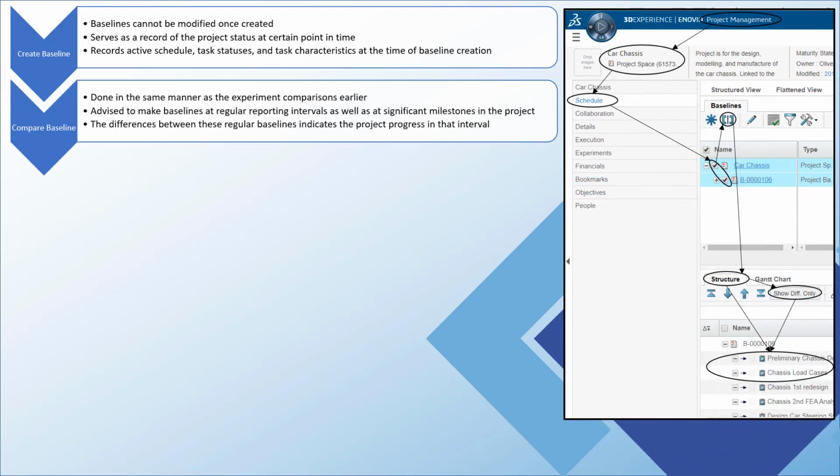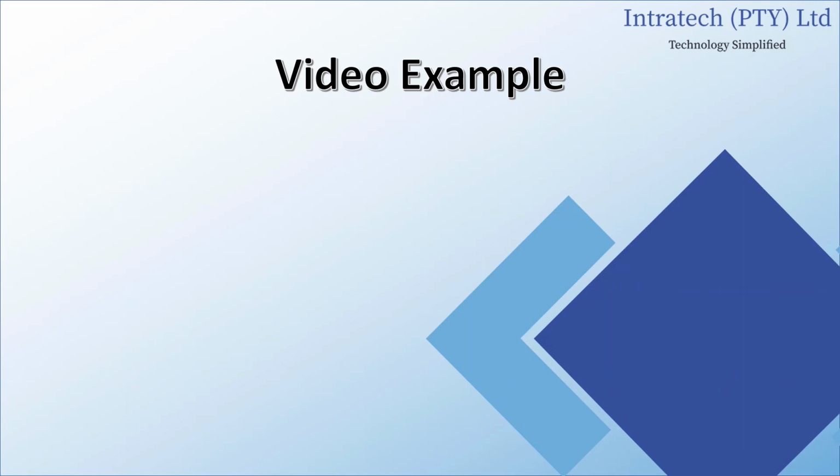It is best to create a baseline after any changes to the schedule, as well as at regular reporting periods, such as weekly or monthly throughout the project. That way, the difference between successive periods' baselines indicates the project progress and changes that occurred in that period. We'll now move on to a video example.